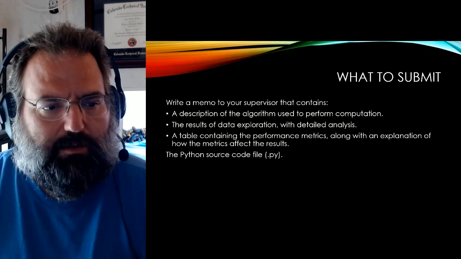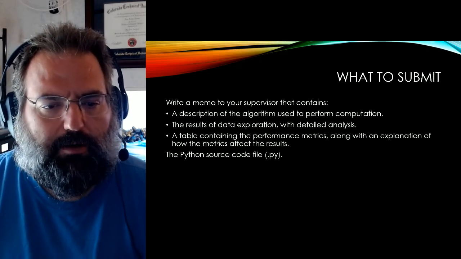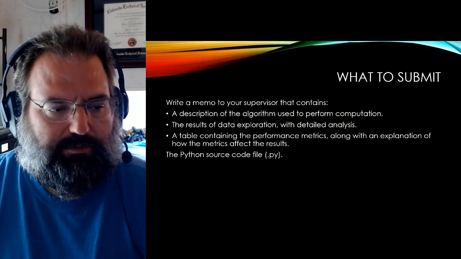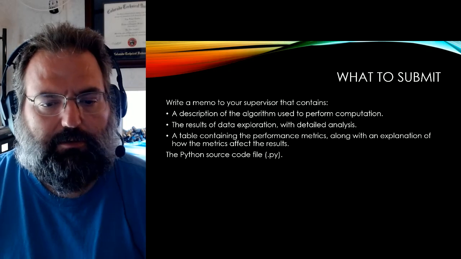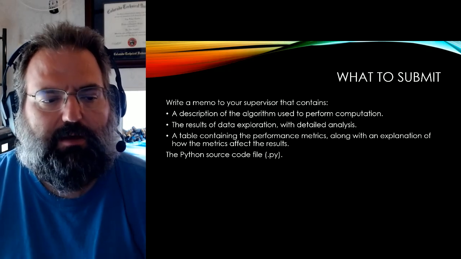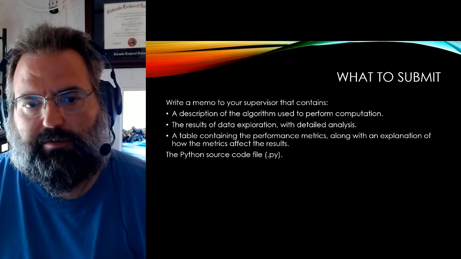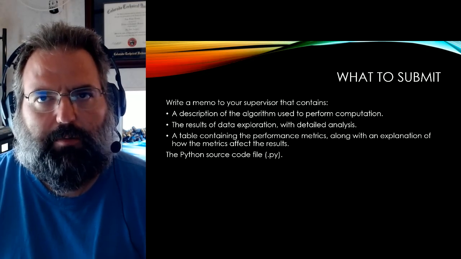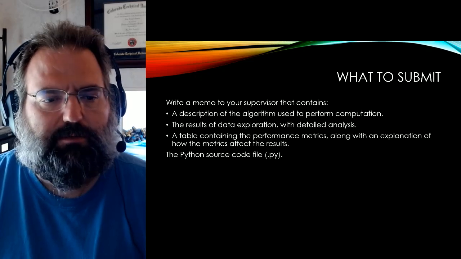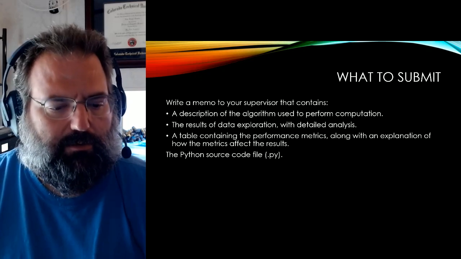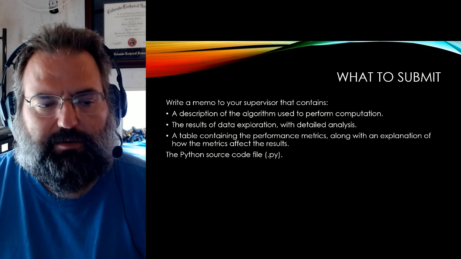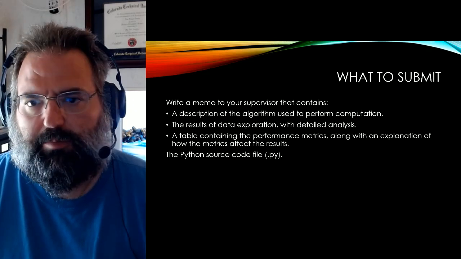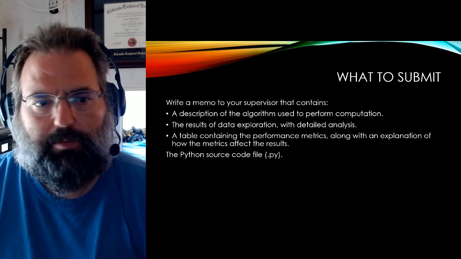Anyway, a description of the algorithm used to perform the computation, the results of data exploration with detailed analysis, a table containing the performance metrics along with an explanation of how the metrics affect the results. So you want at least a paragraph or so. Don't just throw up the performance metrics, but do some analysis of what that means and explain what it means in clear terms. Obviously include your Python source, be it a .py file, or if it's a notebook, include the notebook source.